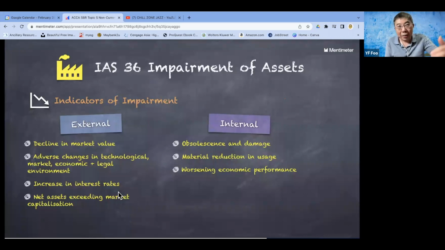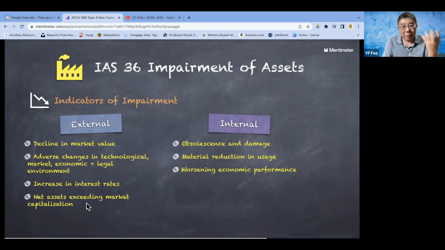When interest rate rises, you discount at a higher rate. When you discount at a higher rate, the present value is smaller. So because the present value is smaller, the recoverable amount could be lower. And as a result, there could be an impairment. Okay, so that's the reason why we look at interest rates as well.